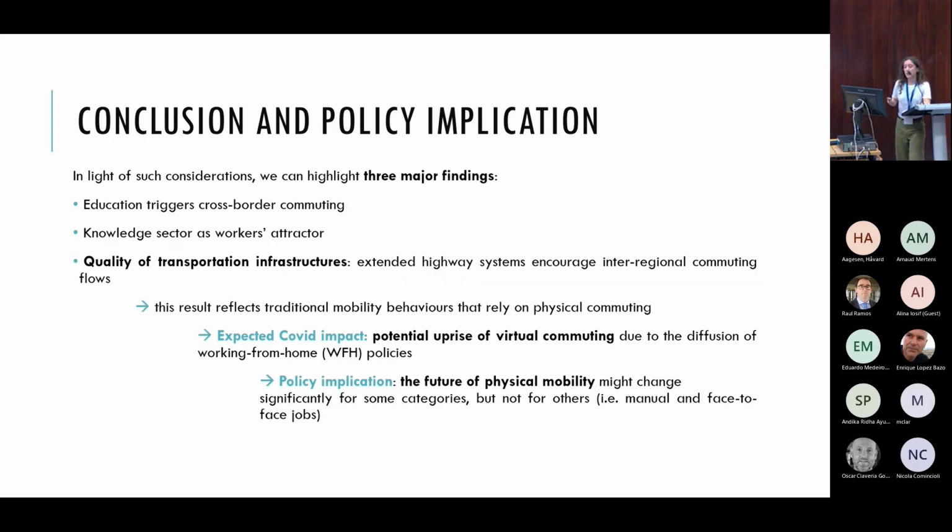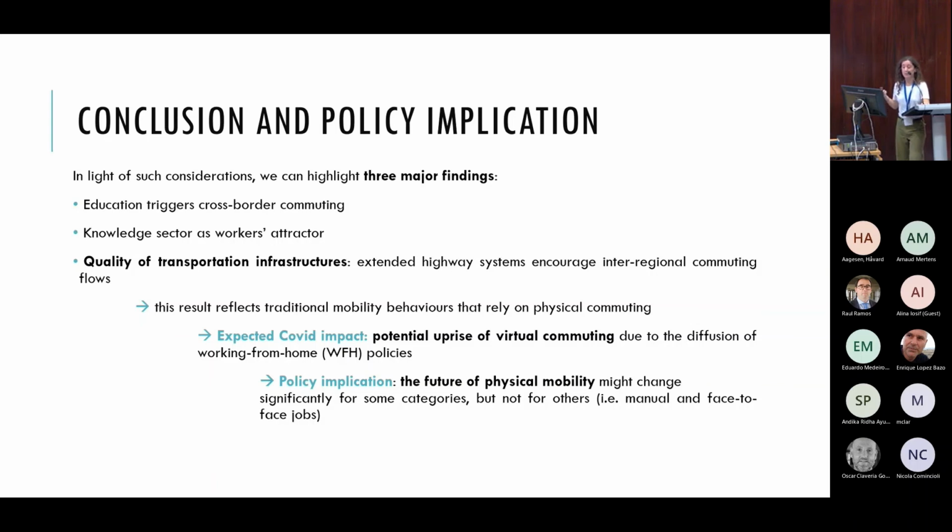And lastly, the quality of transportation infrastructure. We have seen how being well connected in terms of transportation system is a really important mobility driver. And these results reflect the traditional commuting behaviors based on physical commuting, but we might expect that within the near future, COVID might have triggered a potential uprise of virtual commuting, at least for some selected occupations.